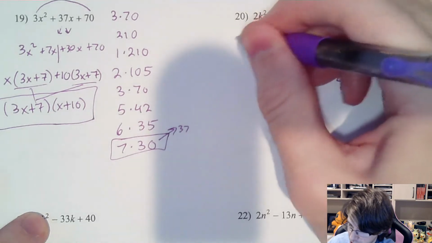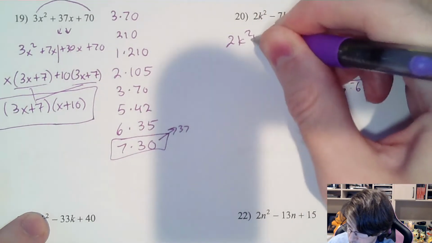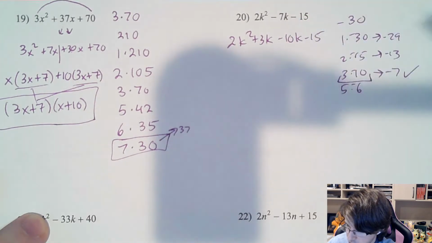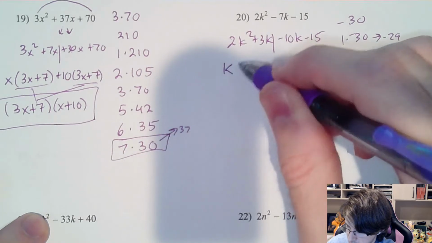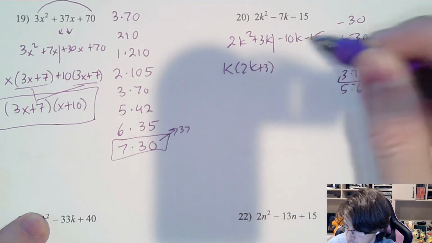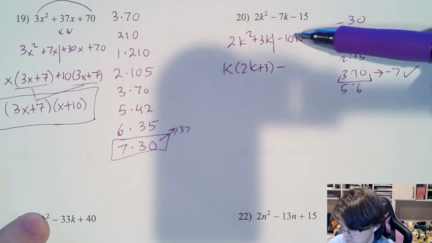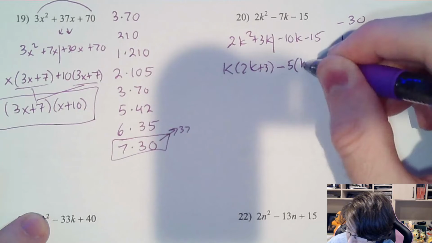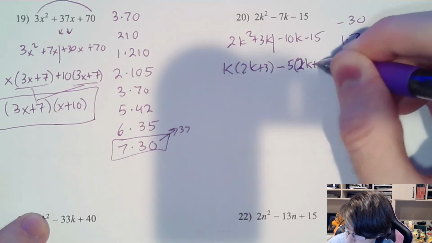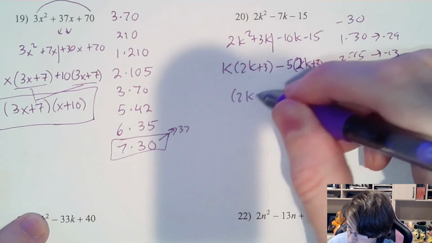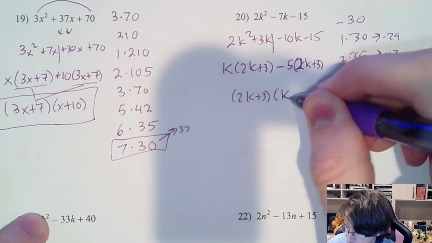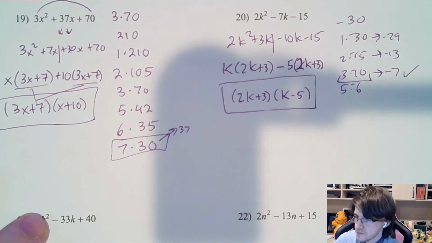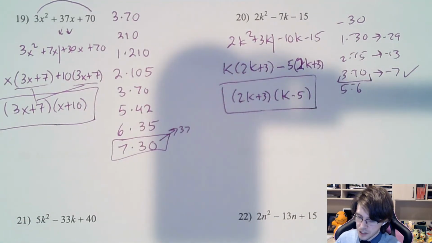3 and negative 10. 2k squared plus 3k. We're splitting it into these two, negative 10k minus 15. Divide down the center. K comes out, 2k plus 3. Always factor out a negative if you can. 10 and 15 there. We got a 5 coming out, and that's going to be a 2k plus 3. The 2k plus 3 is matching on the outside, and what's left over is k minus 5. That's a 2, by the way. Keep the ball rolling. On to number 21.